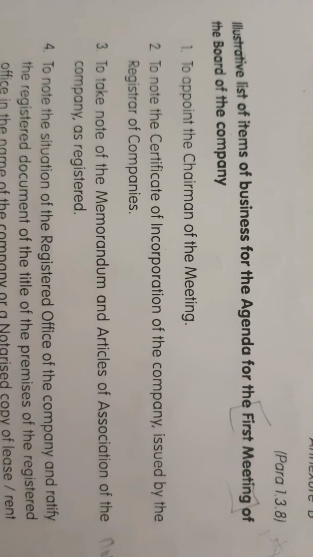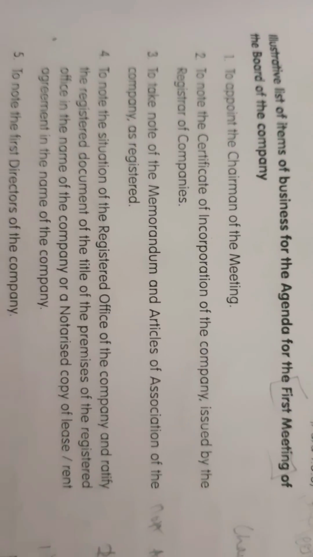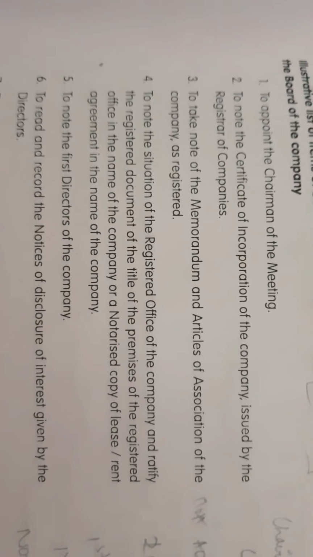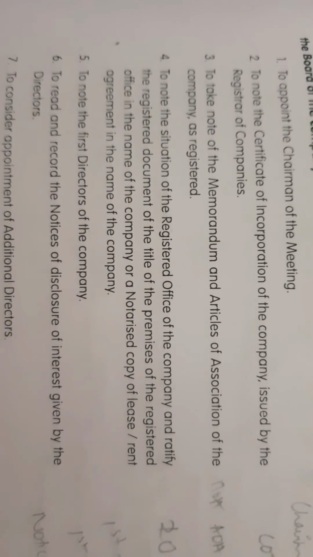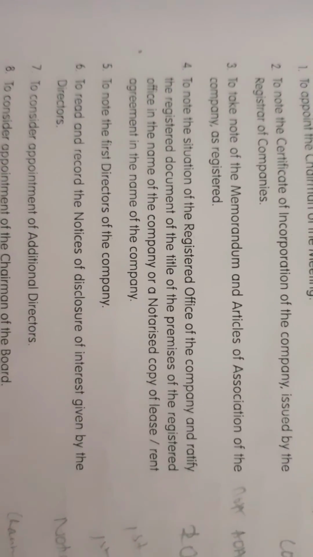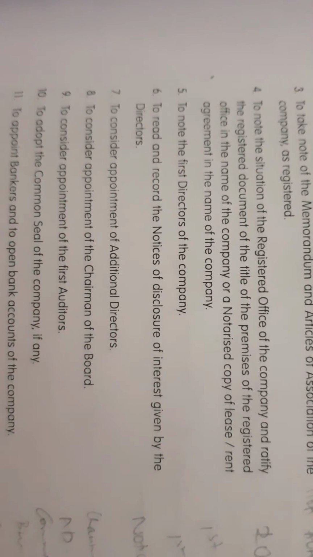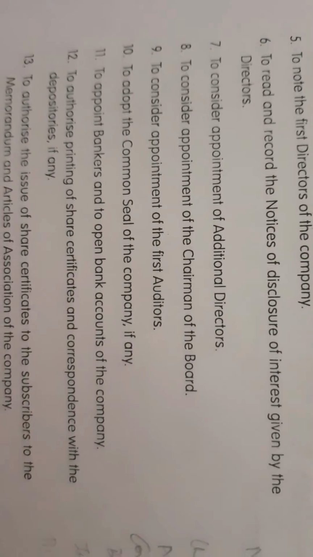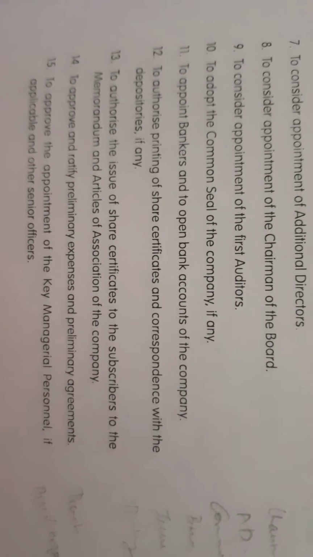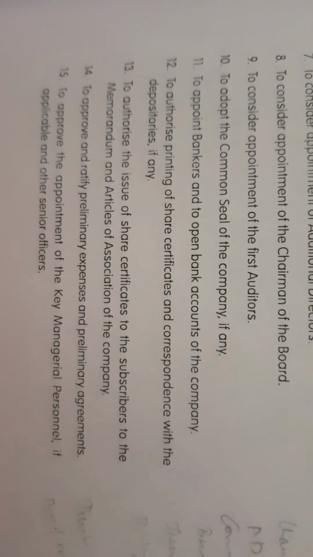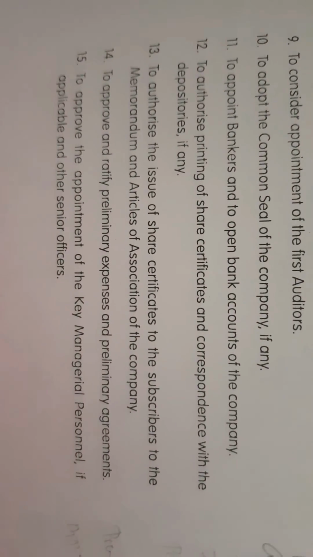The agenda for the first meeting of the board should be to appoint the chairman, note the certificate of incorporation, memorandum and articles, note the situation of the registered office of the company, note the first directors of the company, record any notice of disclosure of interest, appoint additional directors, chairman, first auditor, common seal, bankers, open bank accounts, issue share certificates to the subscribers, approve and ratify preliminary expenses and preliminary arrangements, and approve the appointment of KMP.